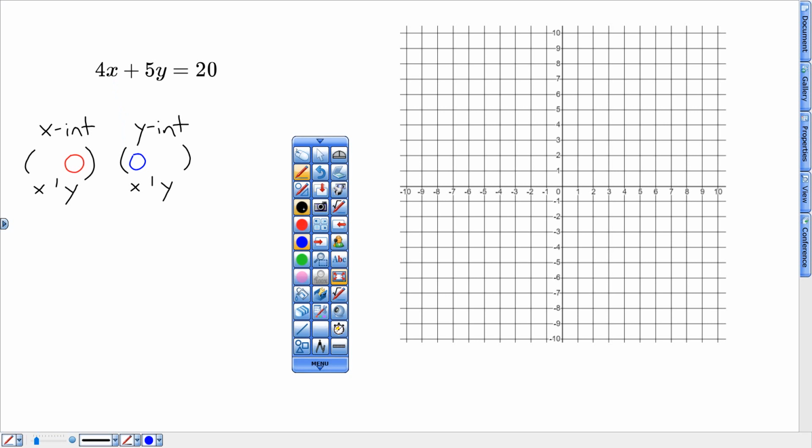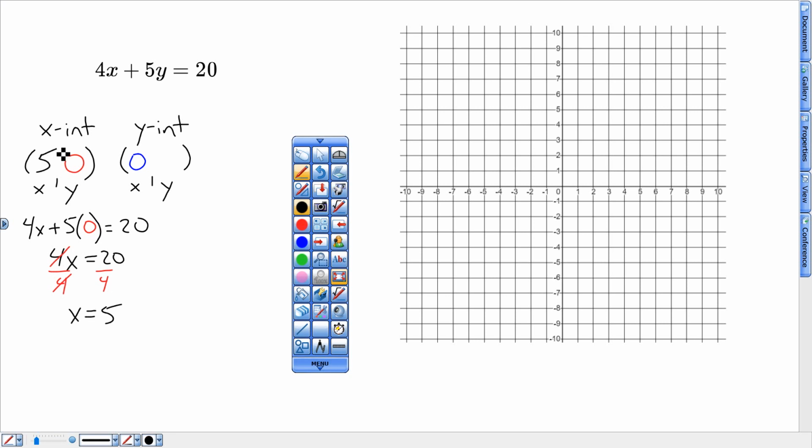So here we go. First one, take that 4X, leave that alone. But that 5Y, I'm going to replace that Y with the number I know it is for the X-intercept, 0. That's equal to 20. That's going to give me 4X equals 20. And then just divide by 4. That will give me the X part of that coordinate, which is 5.